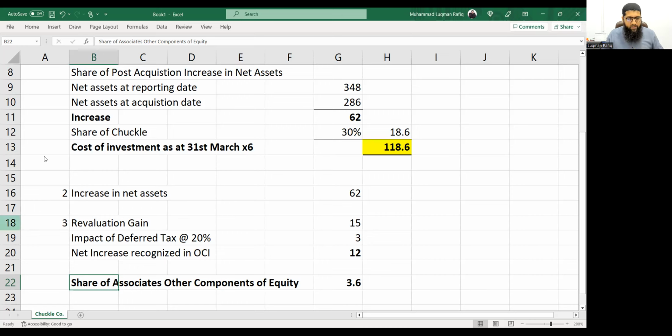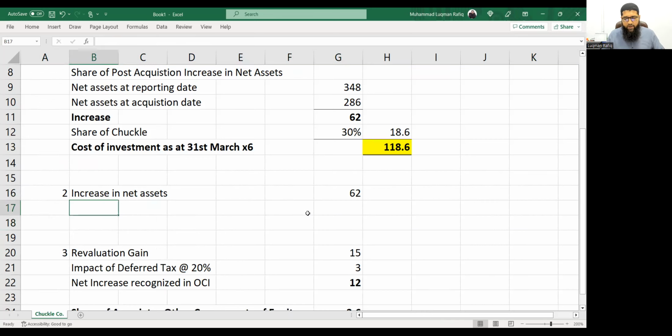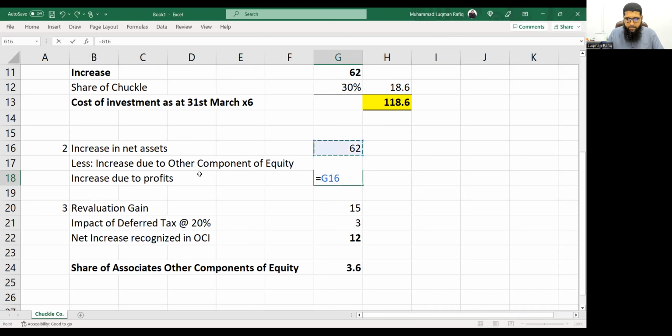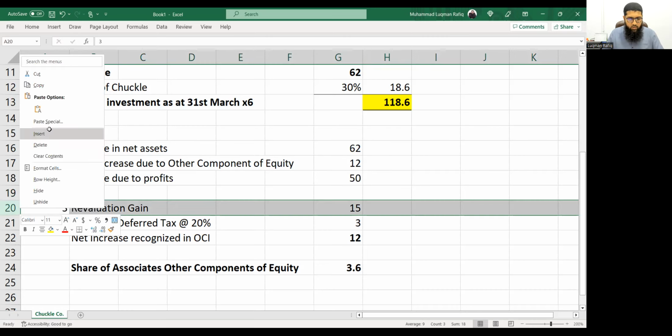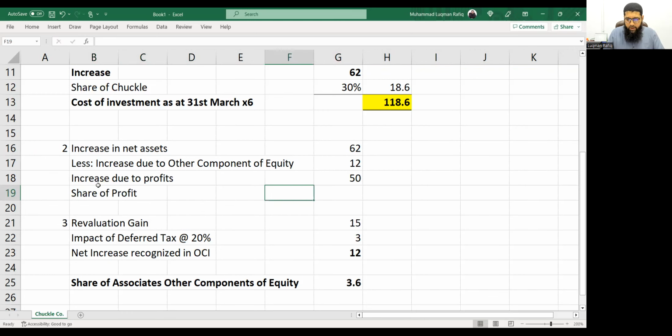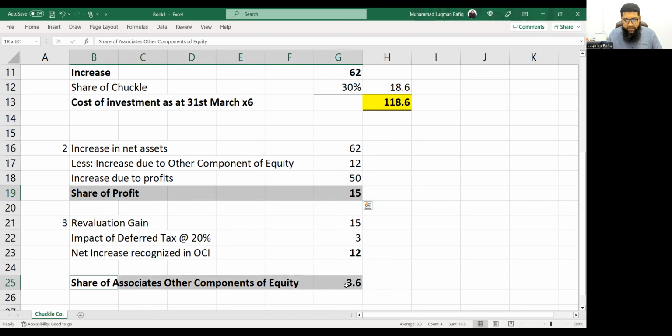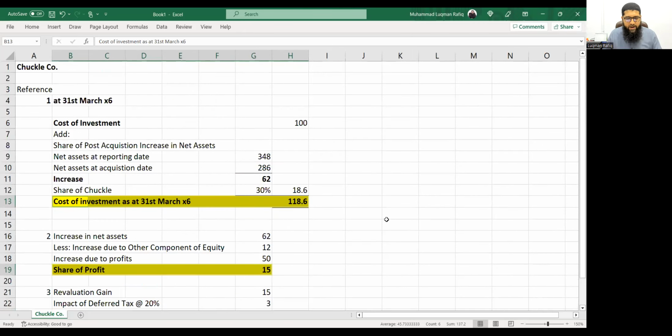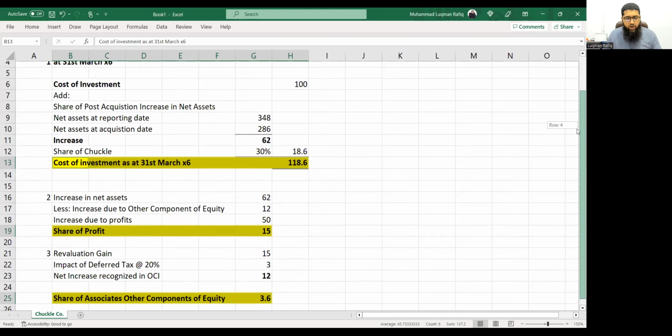Now, with respect to the second one, which is how much is the increase in net assets and how much is due to profit, less the increase due to other components of equity, it is going to be 12. The increase due to profits is this. The share of profit is this times 30%, right? So hence this is another thing that needs to be recognized in your company's financial statements. Now I'm going to zoom out for a minute so that you can see. Kindly have a look at it and let me know if you understand what I have done.